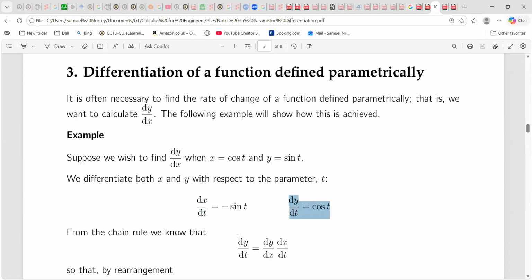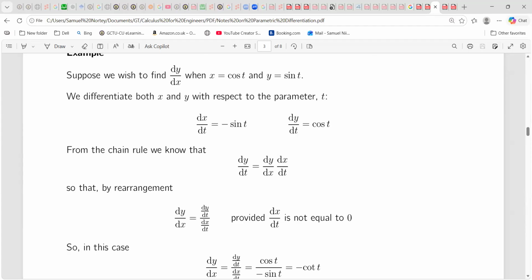Therefore, dy/dt will be equal to dy/dx times dx/dt. We want to find dy/dx, so we must use both dx/dt and dy/dt. I'm saying that dy/dt can be written as dy/dx, which is what we want to find, times dx/dt. When you cancel, it ends up giving you dy/dt. So now if you make dy/dx the subject, you are going to get dy/dt divided by dx/dt, provided the denominator is not equal to 0.